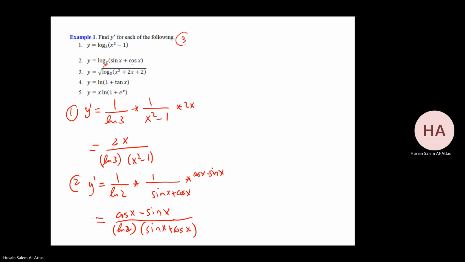3. This is what? Log with the base y. I'm just rewriting y. Y will be log with the base 3 of this, all to the power half.